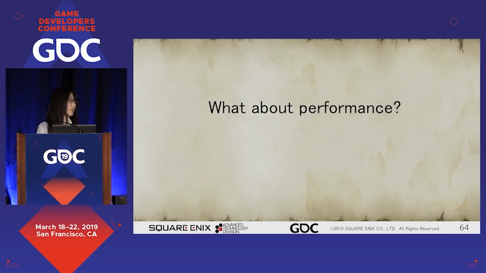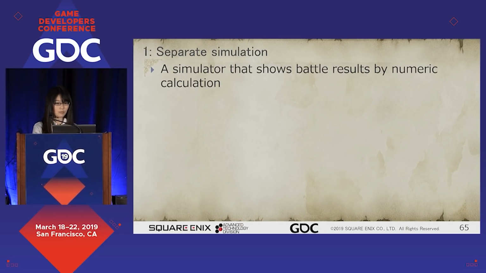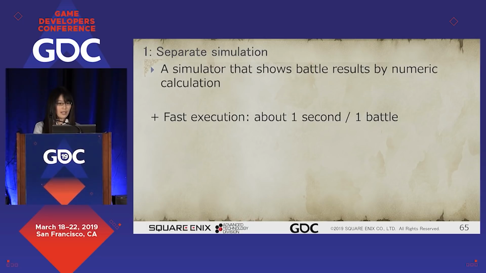What about performance for the system? GA needs to simulate many battles to find strong parties. How much time does it take? We tried different approaches. We created a fast simulator to solve the problem. It calculates the result of the battle numerically by simulating the proceeding of the battle. The running time was only 1 second for one battle.